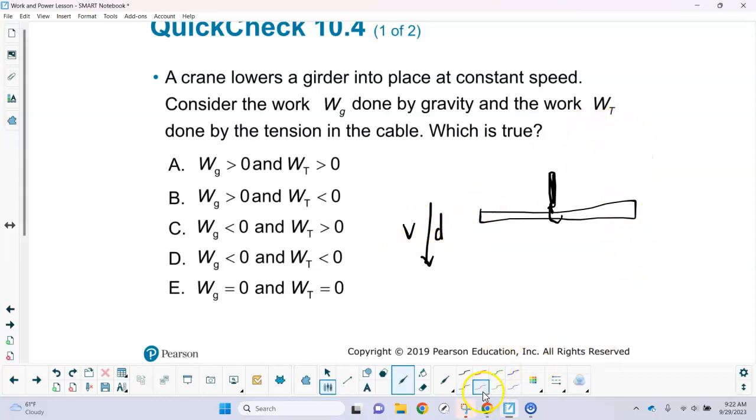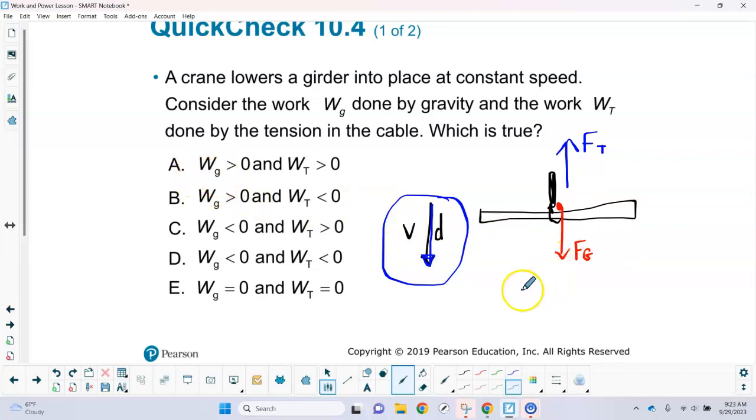If we think about this, which way does gravity always pull? Gravity always pulls down. So Fg is going down, and then the tension in the cable is going to go up. I'll label that FT. For both of these, we don't have any numbers to calculate the actual work, but we can look at whether they agree or disagree. The directional arrow for the velocity and displacement is pointing down. Gravity points in the same direction, so the work done by gravity is positive. In mathematical terms, that means it's greater than 0.